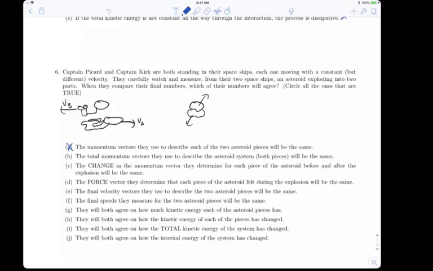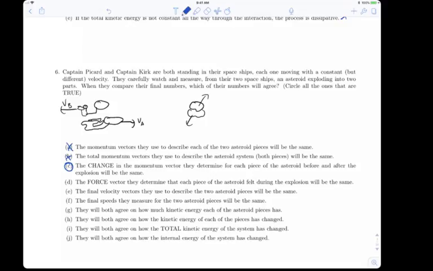It'll be different. The total momentum vectors they use to describe both pieces will be the same. No. The system's momentum is going to be different. The change in the momentum vector they determine for each piece of the asteroid before and after the explosion will be the same. That's true. The impulse is the same because the force over time is the same.